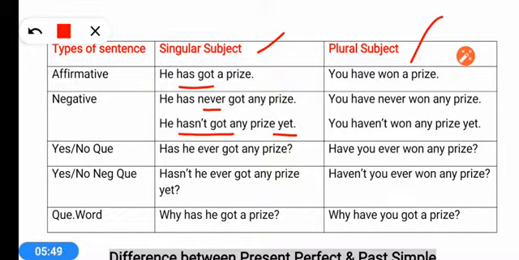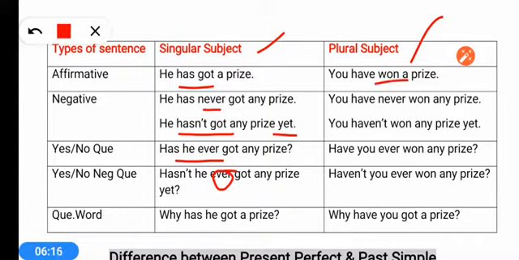Okay, next one is, has he ever got any prize? The answer will be he has never got, or yes, he has got many times. Hasn't he ever got any prize? Or you can omit this ever also. Hasn't he got any prize yet? Here ever will not be used. Hasn't he got any prize yet? This way it will be framed. Same way for plural also.